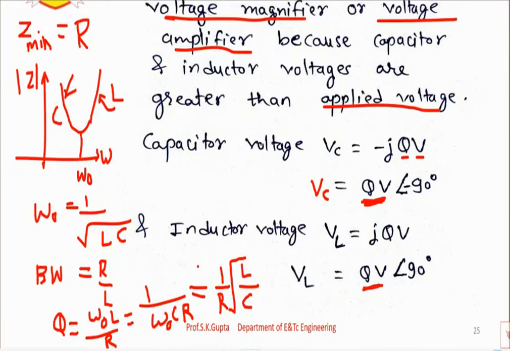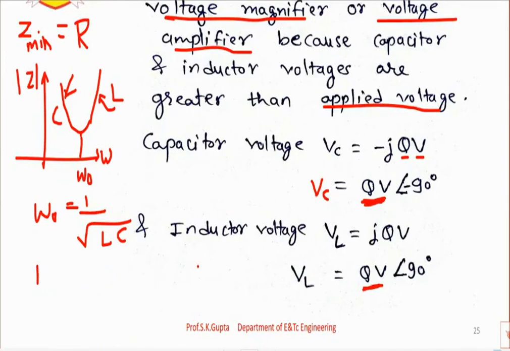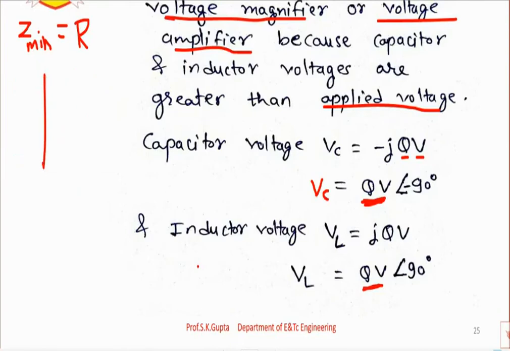Then we will talk about current. So what is the current at resonance? Is current minimum or maximum? Current is maximum at resonance because I is inversely proportional to Z. It is Vm by Z. So as impedance is minimum, current is maximum.